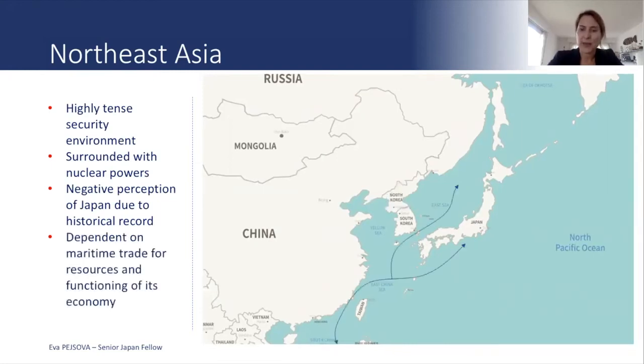Finally, Japan, as an island nation, is also entirely dependent on maritime traffic and trade for its resources and for the survival of its economy. Most of these trade routes pass through some of the most burning regional security hotspots, the Taiwan Strait or the South China Sea, which justifies Japan's interest and concern in the freedom, safety, and security of these sea lines.